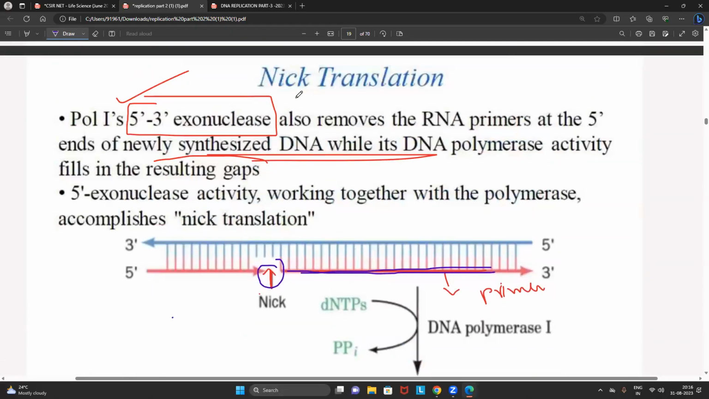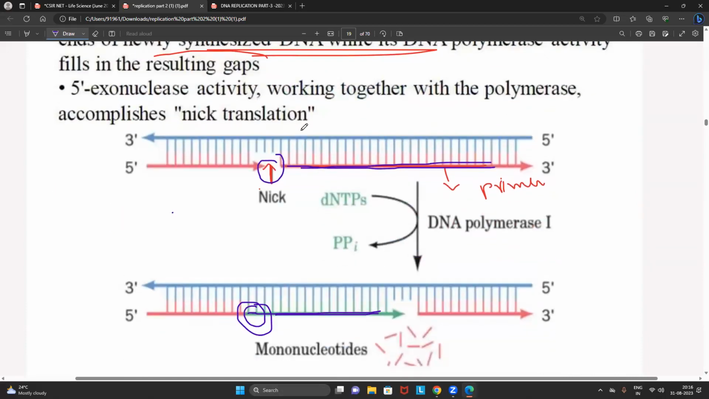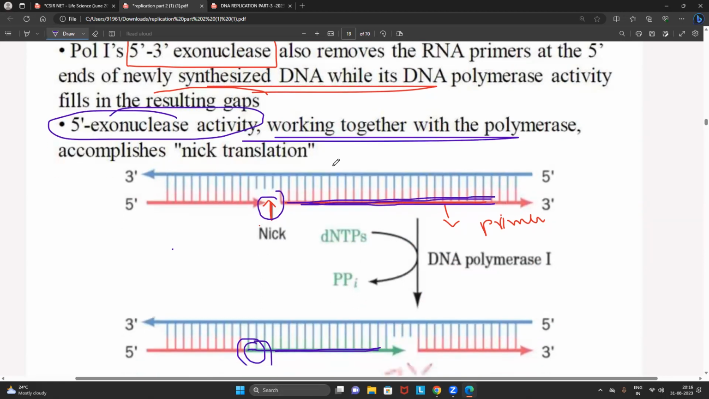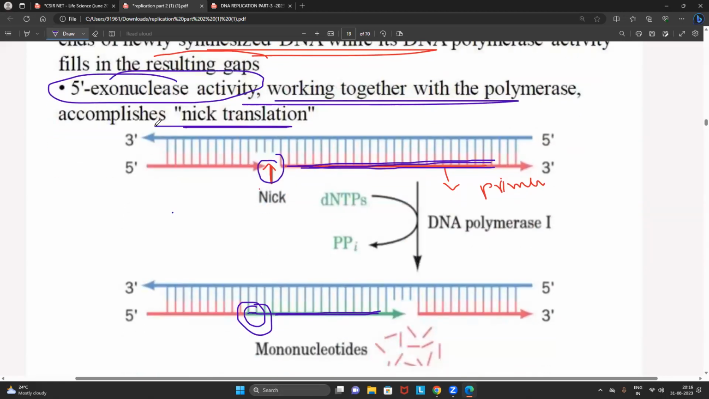This mechanism is called nick translation, which means it is doing the proofreading activity and the polymerization activity both at the same time. That is exactly what we call nick translation. This nick translation cannot be performed by polymerase 2 or polymerase 3. Only polymerase 1 will show it.